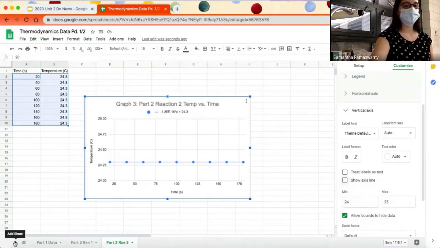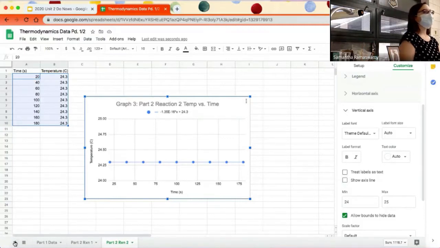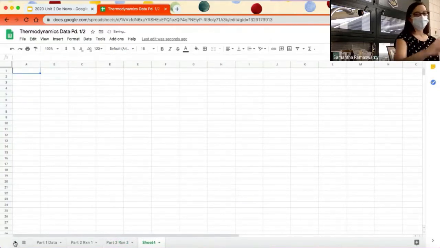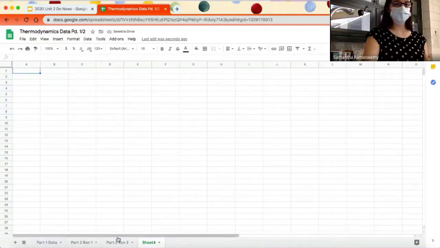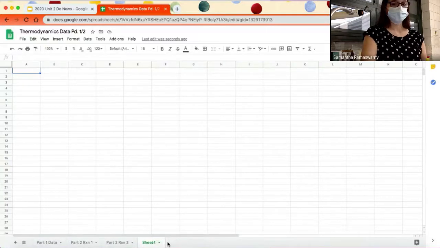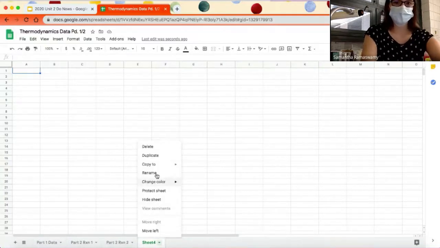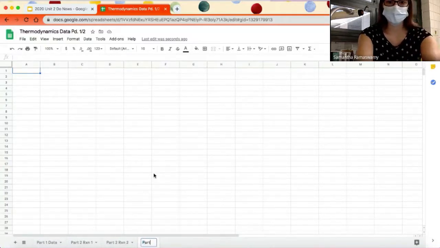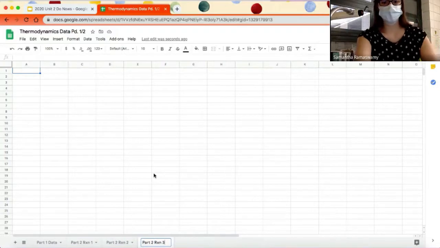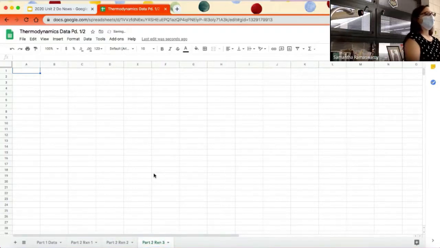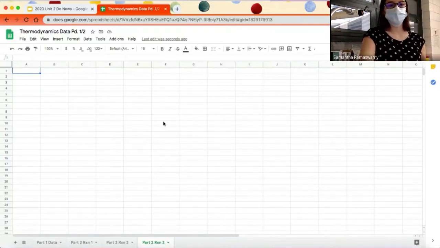So I'm going to add another sheet to the bottom. So now I have these 4 tabs down here along the bottom. I'm going to rename this one part 2, reaction 3. I could go back and label them graph 1, graph 2, graph 3, but if there's 4 tabs, it'll be easy to look at all of the graphs.